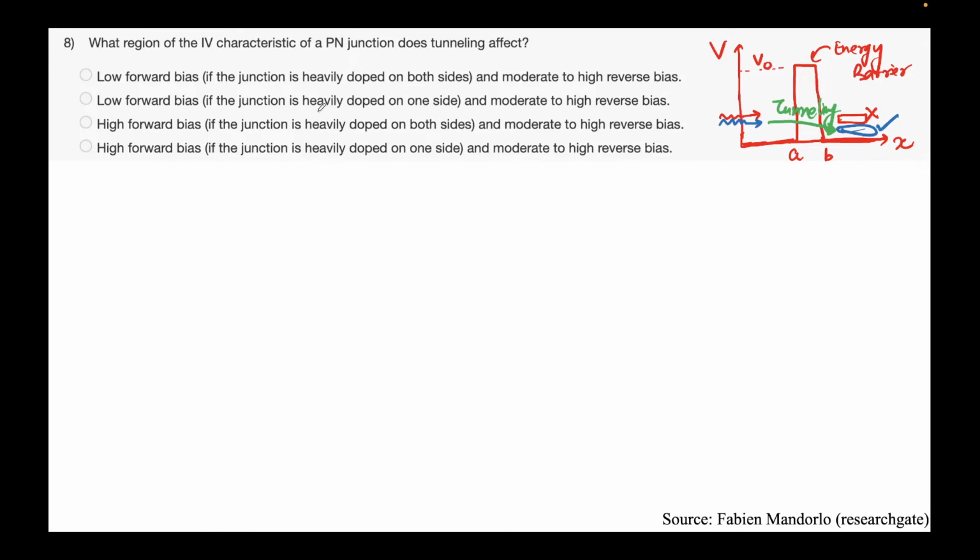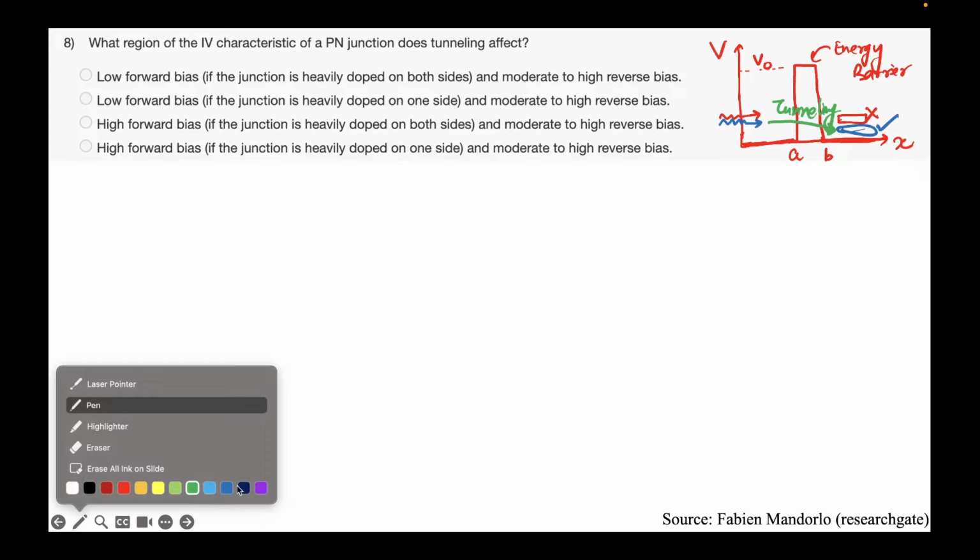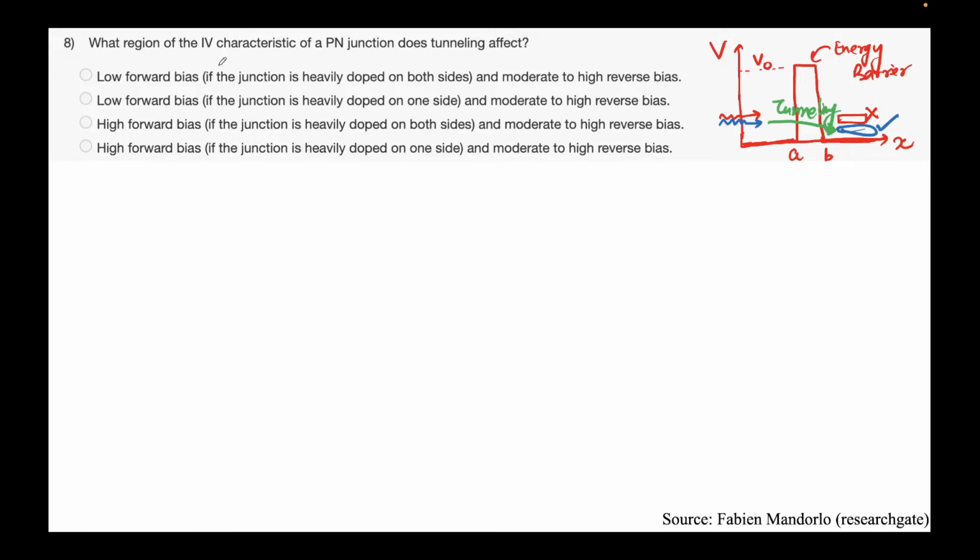Okay, so let's first analyze the options a little bit. So what we are talking about. The question here talks about two regions. Okay, let me change the color again. It talks about what happens in forward bias and in reverse bias. Each option considers that, and you can see that reverse bias, we don't even care, it's the same in all the 4 options. So let's first talk a bit about what happens in the forward bias region.